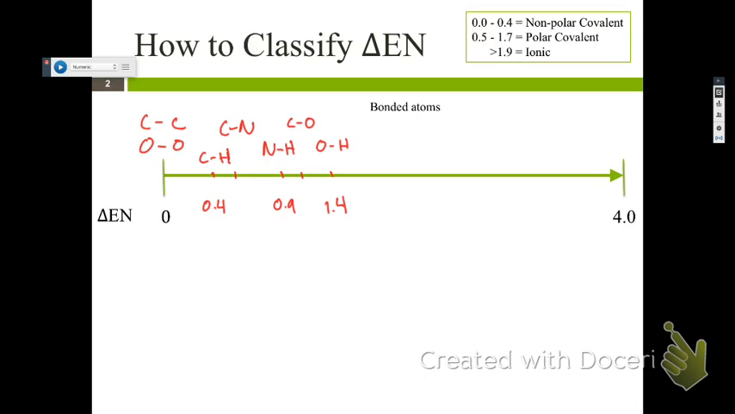Okay. Does that cover all of them? Anyone find a different value from what we have? Okay, I think all the values that we can look up are pretty standard.